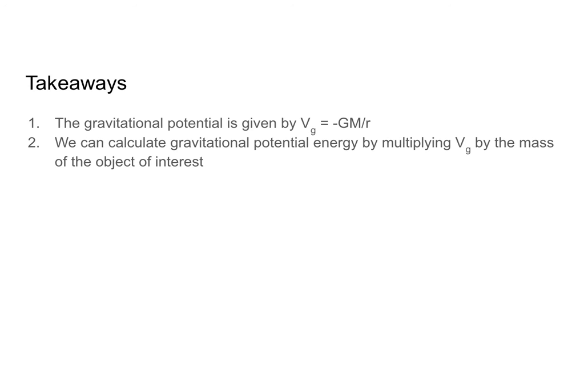So with that, let's go ahead and talk takeaways. First of all, the gravitational potential is given by V sub g equals negative GM over r, and we can calculate gravitational potential energy by multiplying Vg by the mass of the object of interest.